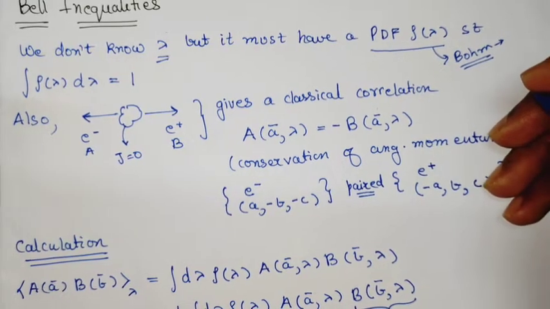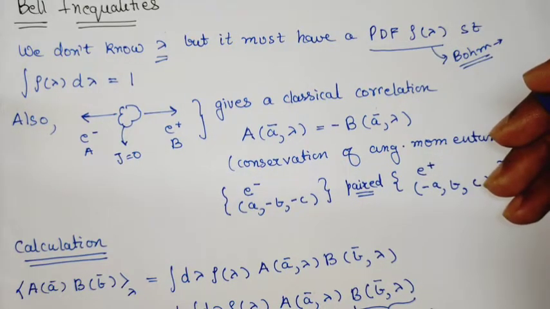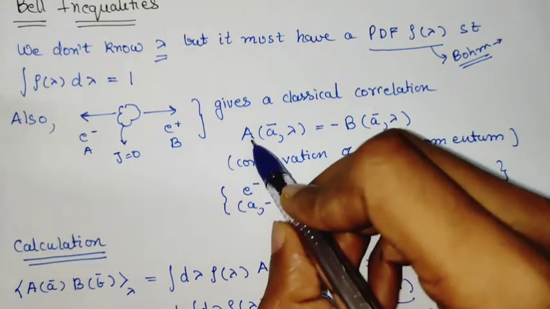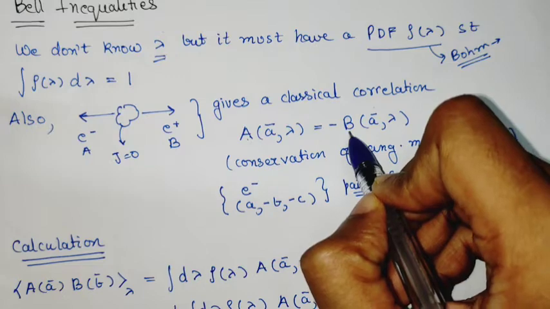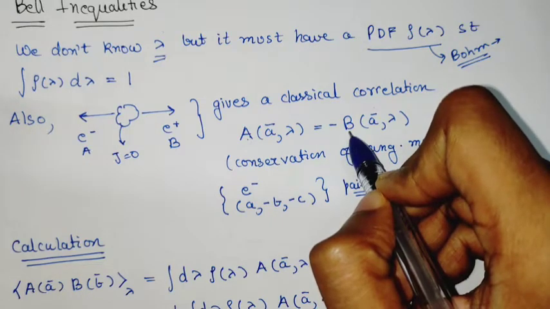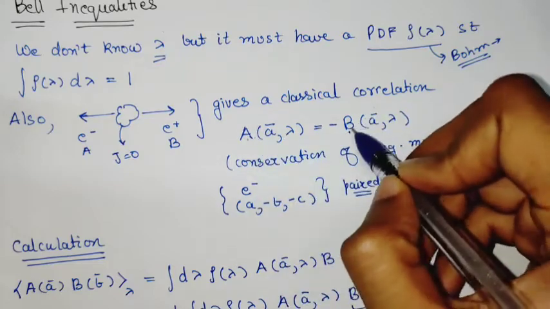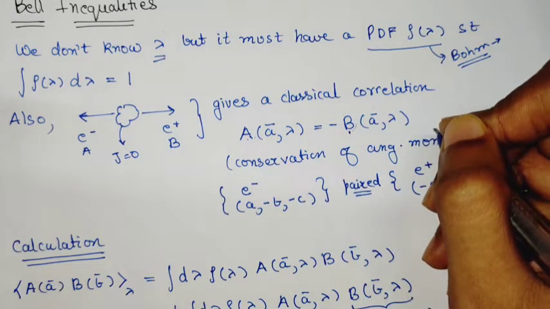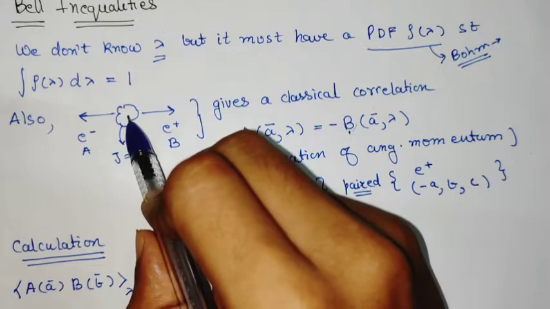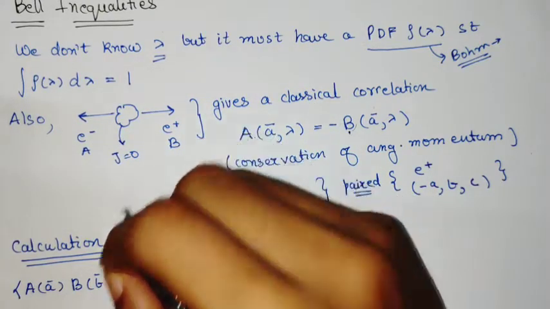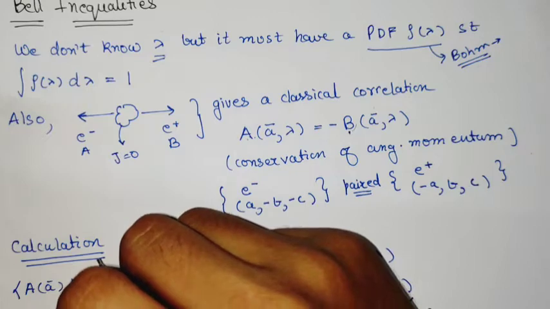So now we use one more fact about the variables A and B that we have discussed in the previous video or last to last video, where A is the value of spin along Alice and B is the value along Bob.